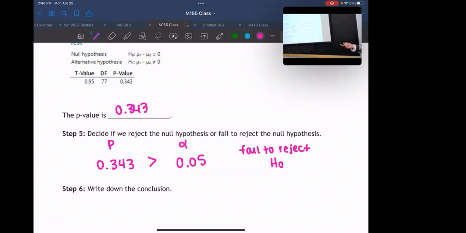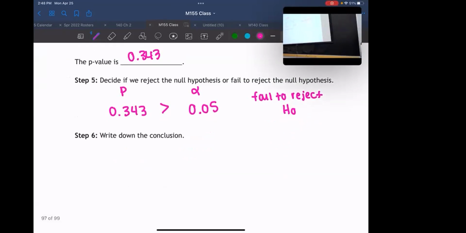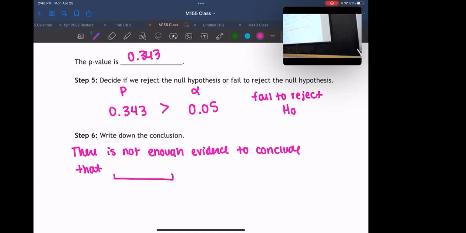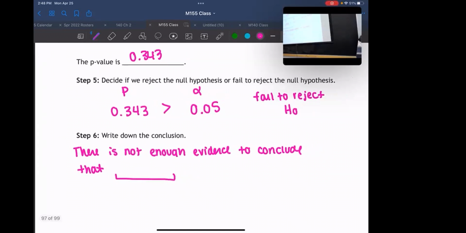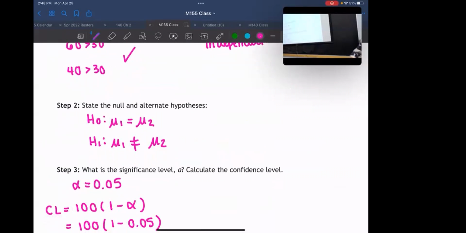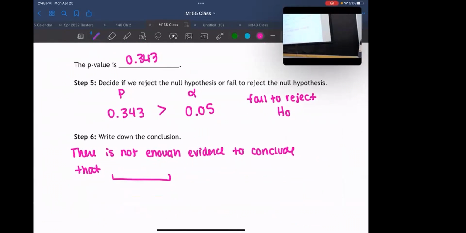Okay, and since we fail to reject, do we start with we conclude or not enough evidence? Good. So we're going to write there is not enough evidence to conclude that. And what do we always end with? The alternate hypothesis, right? So just taking a peek at our alternate hypothesis, it says mu1 is not equal to mu2. That's what I'm going to put in my end of the sentence. So mu1 does not equal mu2. And that's it. Any questions on any of these steps?